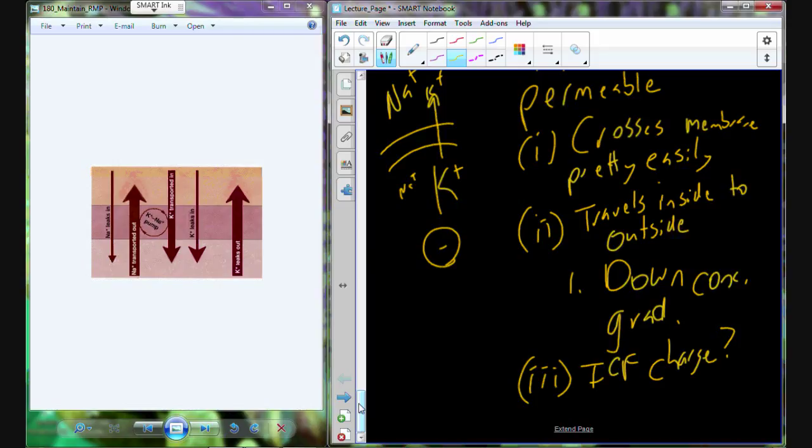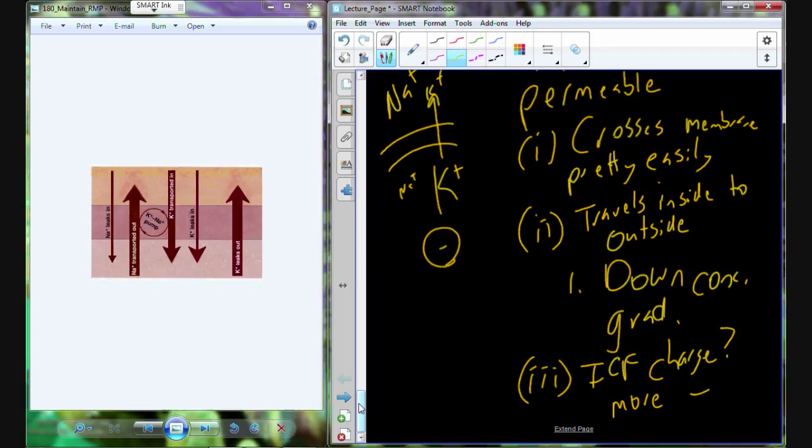Okay, I'm hearing more positive, I'm hearing more negative. So it's going to become more negative. The charge in the intracellular fluid is becoming more negative. We're starting at minus 70 millivolts. If it's becoming more negative, we're going to minus 80, minus 90, minus 100. We're tending towards minus infinity, okay?